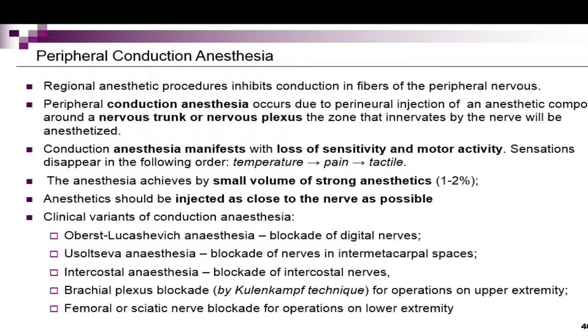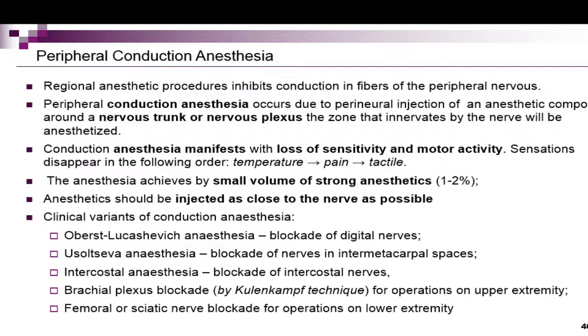Anesthetic should be injected as close to the nerve as possible, practically endoneurally. You should place your needle just near the nerve and inject the anesthetic just in the perineural space. Clinical variants of conduction anesthesia. We can anesthetize various peripheral nerves. Most often we anesthetize digital nerves. This is anesthesia by Oberst-Lukashevich.